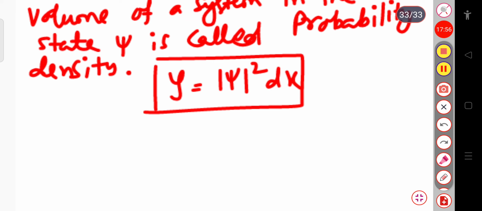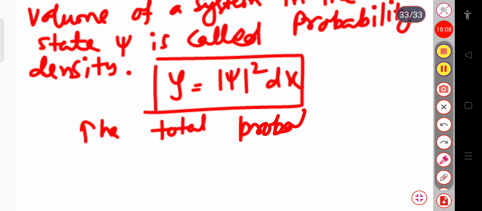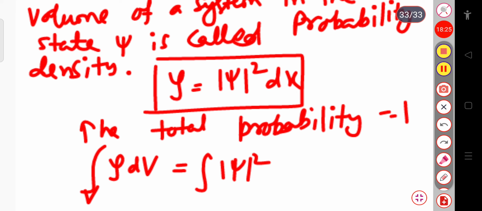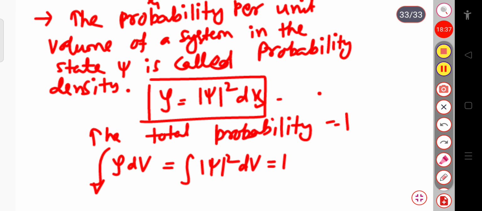Rho equal to mod psi square, or this total probability, you must know that the total probability should be 1. So it means that we can write the total probability as rho into dv integrated over the volume, that should be equal to integration over mod psi square. If I write it in the 3-dimensional system, this will be dx dy dz, or this is simply dv. So here this will be mod psi square into dv. It should be equal to 1. This is the probability of the system, that is equal to 1.